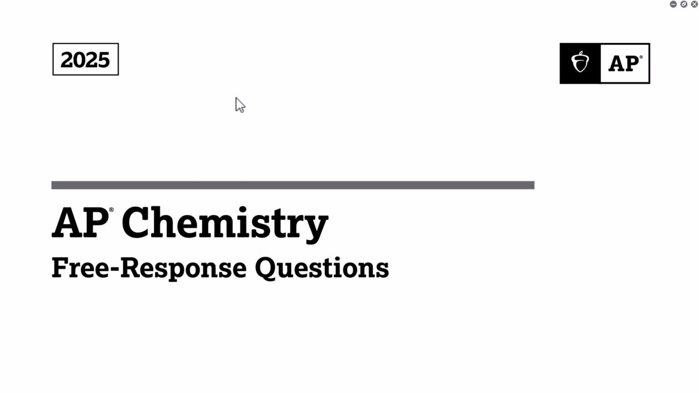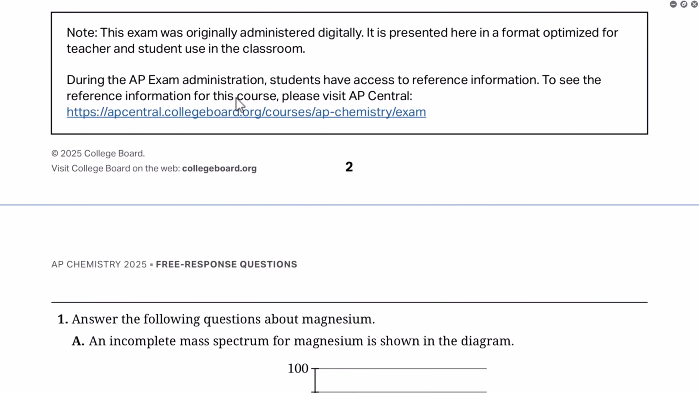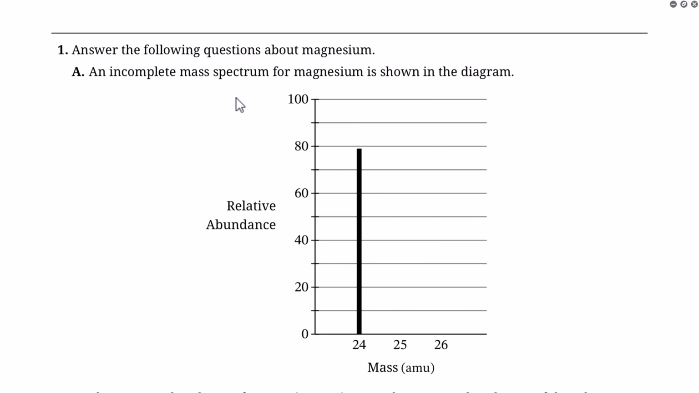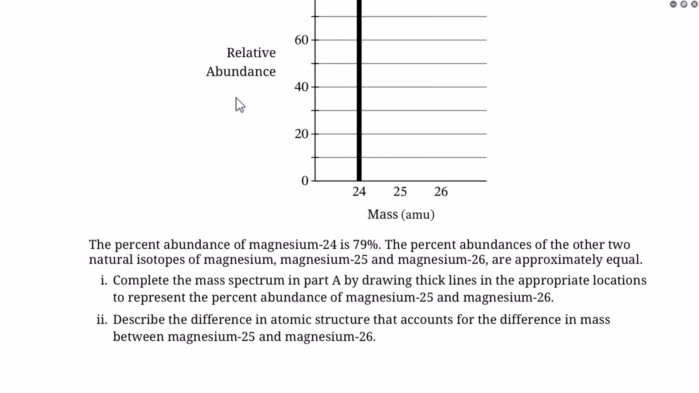So as we scroll down, taking a look at what we've got here, just our standard AP Chemistry fodder. Let's get to the questions here. So here we go. We're going to start with question number 1. It says, answer the following questions about magnesium. An incomplete mass spectrum for magnesium is shown in the diagram, and it says the percent abundance is 79%.